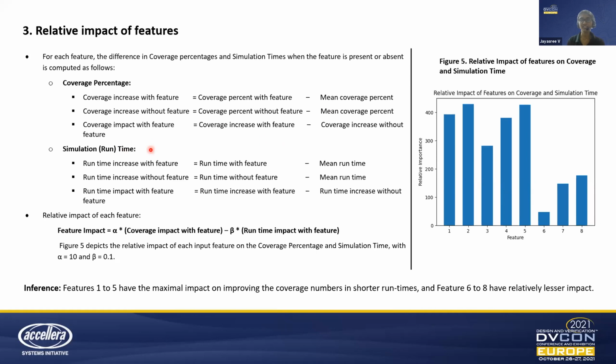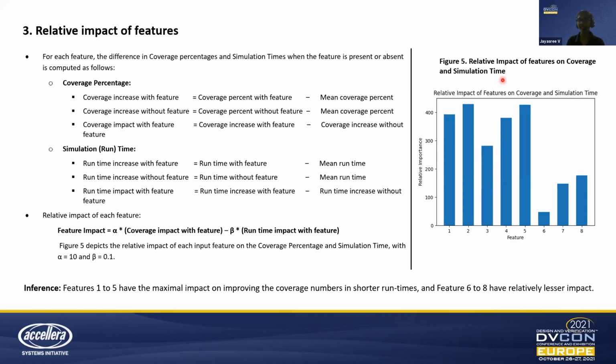Similarly, for simulation or runtime, we first compute the mean runtime, then we compute the runtime increase with and without the feature, and the impact of the feature on runtime can be computed as the difference between the runtime increase with the feature and the runtime increase without the feature. The overall impact of the feature can be computed as alpha into coverage impact minus beta into runtime impact. Here as well, the runtime impact is subtracted in the equation since it impacts the coverage negatively.